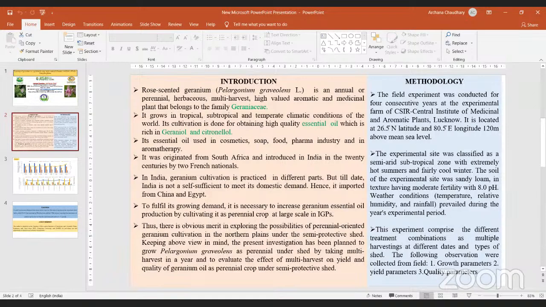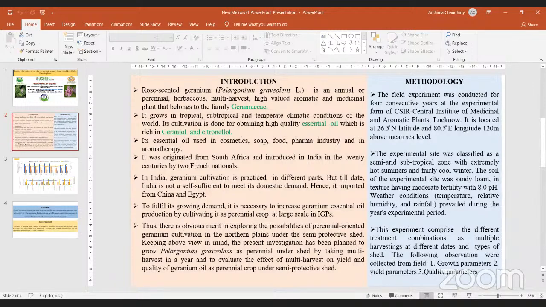In India, geranium cultivation is practiced in different parts, but till date, India is not sufficient to meet its domestic demand. Hence, India imports its essential oil from China and Egypt. To fulfill its growing demand, it is necessary to increase geranium essential oil production by cultivating it as a perennial crop at larger scale, particularly in the Indo-Gangetic plains.